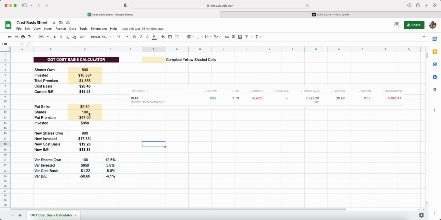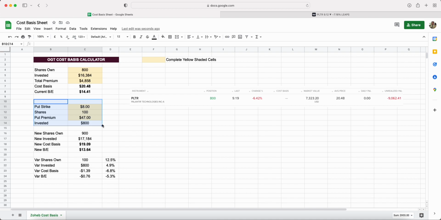So this then allows me to play around with different strike prices. So if I was to sell the 8, right? Let's go back again so I can see. So cost basis was 19.26 and 13.81. If I do that again, you go from 19.26 to 19.09 and 13.81 to 13.64. So again, you can play around with this before you place the trade. And this is what this cost basis calculator allows you to do.